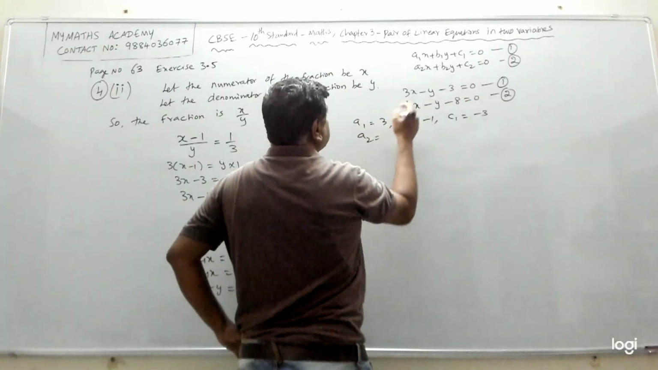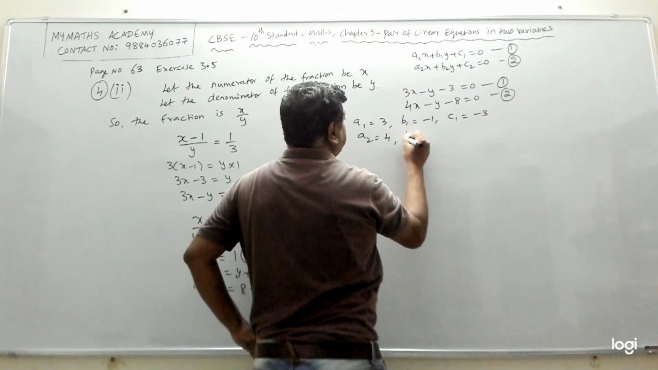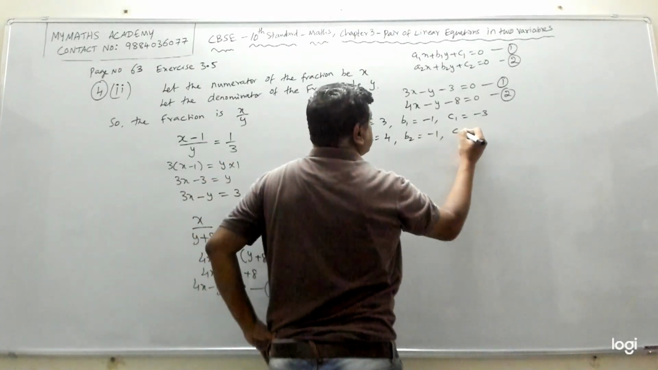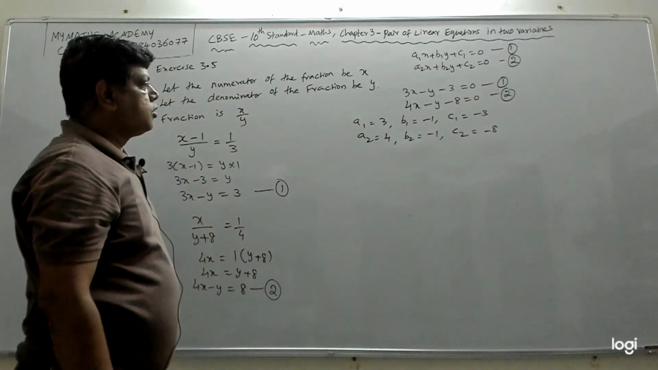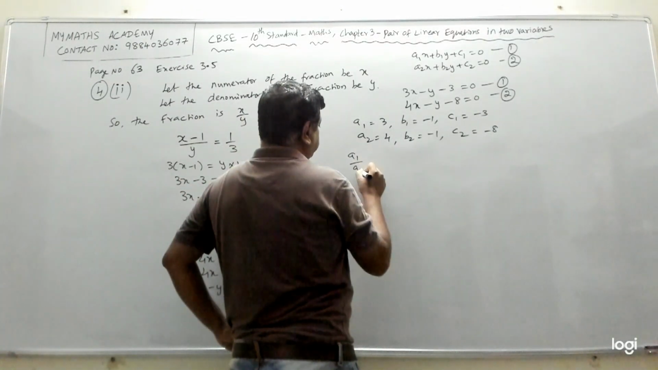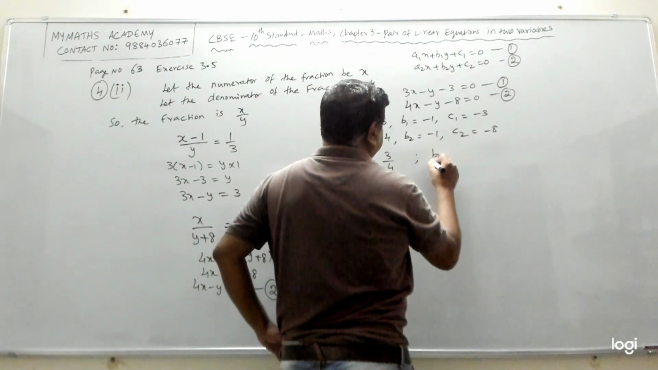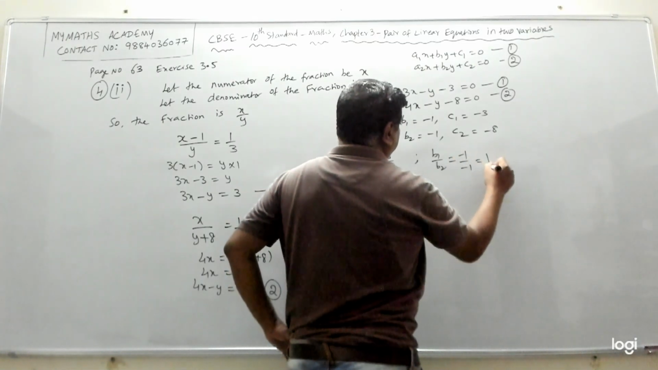My A2 is the coefficient of x in the second equation, which is 4. B2 is minus 1 again. Right? And C2 is minus 8. So let's try to find the ratios. What is A1 by A2? 3 by 4. Now what is B1 by B2? B1 is minus 1, B2 is also minus 1, which gives you 1.